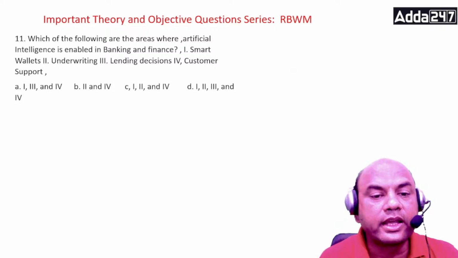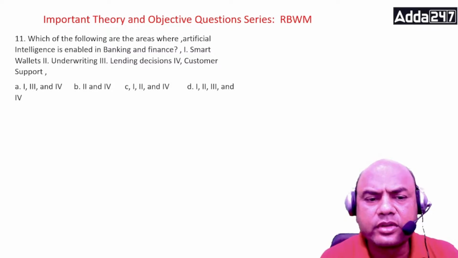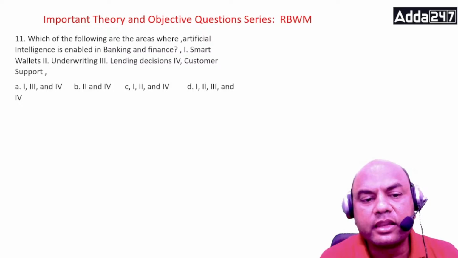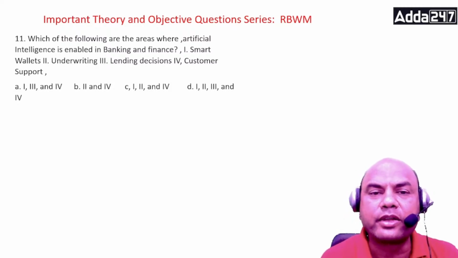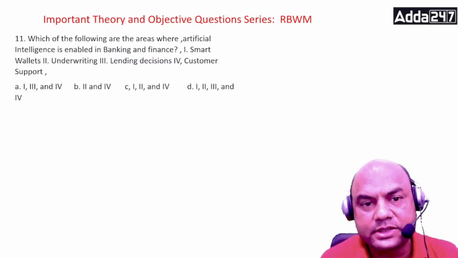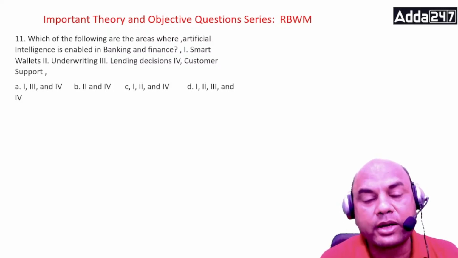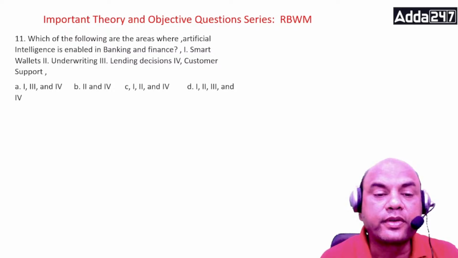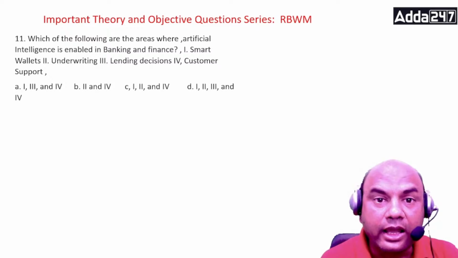Which of the following are the areas where artificial intelligence is enabled in banking and finance? Where is AI enabled? Smart wallets, underwriting, lending decisions, customer support. What is a smart wallet? It means all the selling and purchasing we do, our purchasing habits, are tracked by smart wallets. Suppose I am spending too much on food, junk food or pizza, that will be tracked.